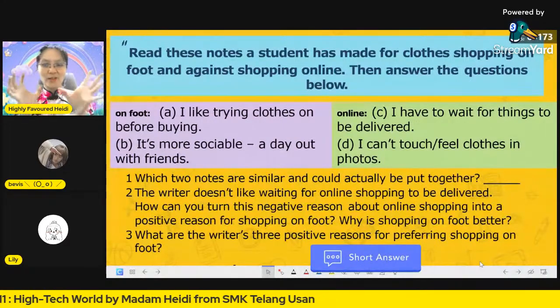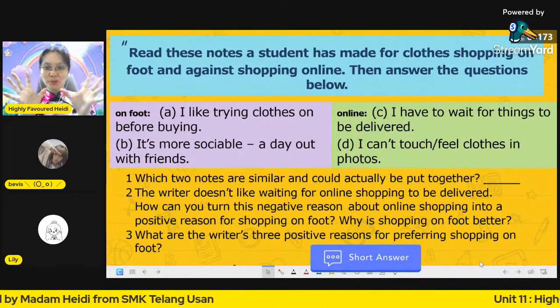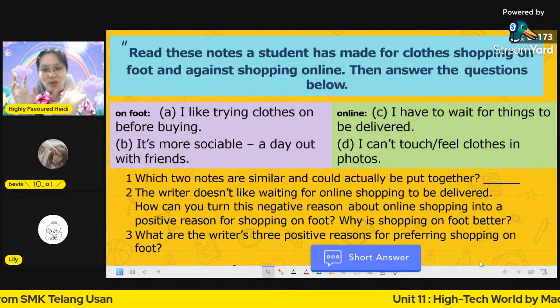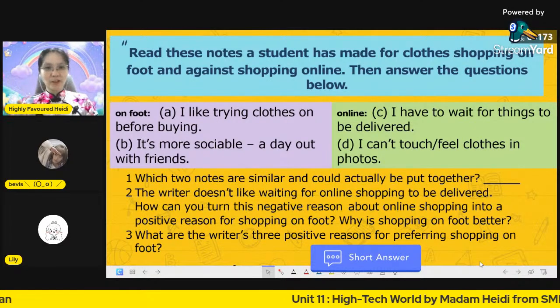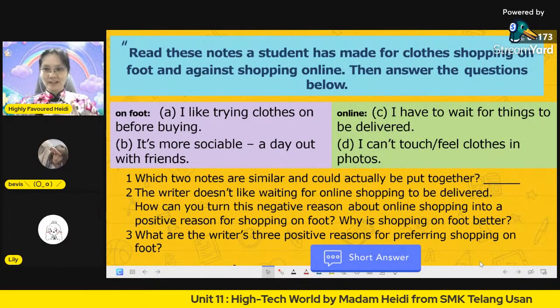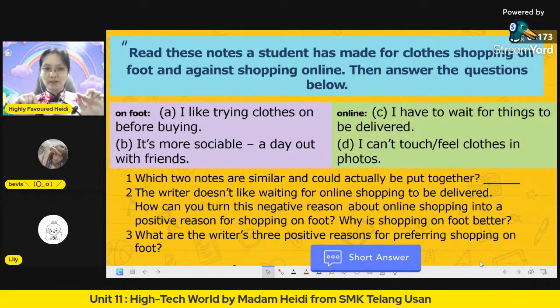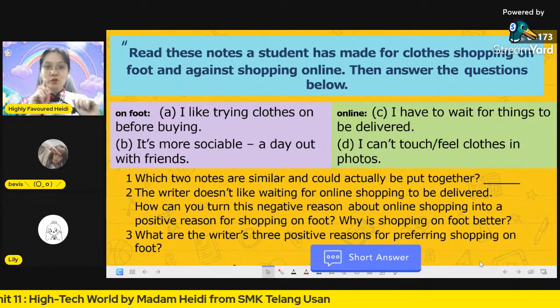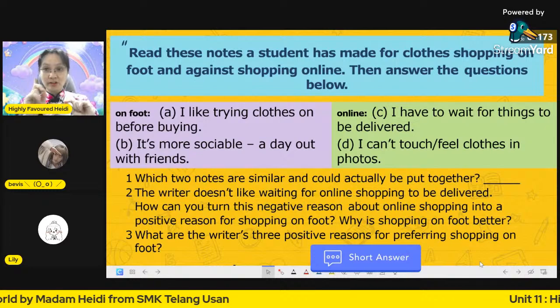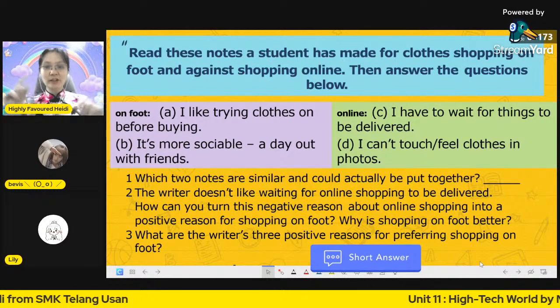Okay, so look at it. Just give your answer. Don't worry if it's wrong because it's just a discussion. All right, so you write down your answer. Let's say you write number one. Which two notes are similar to you, that you think are similar and could actually be put together?